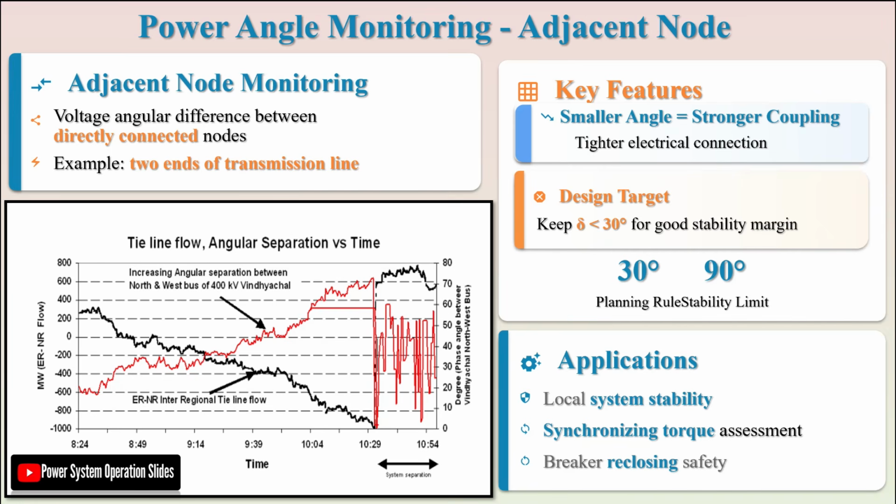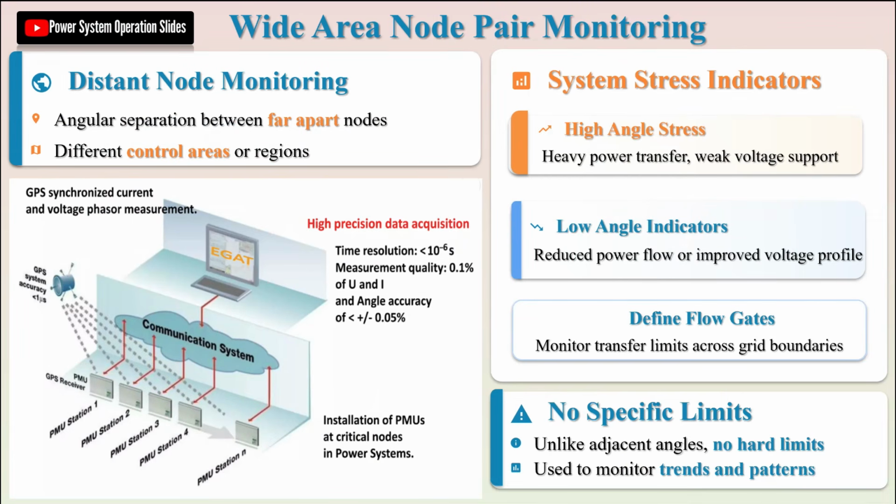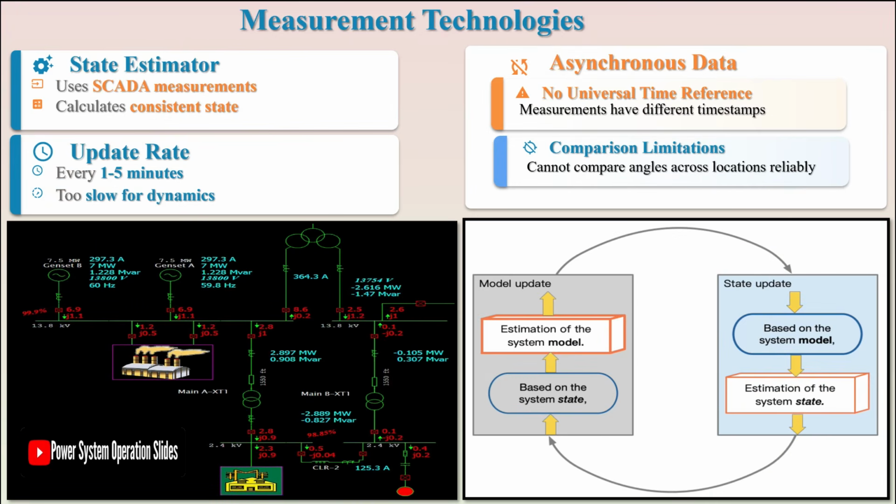Wide area node pair angle monitoring examines the angular separation between geographically or electrically distant points, potentially across different control areas. These angles are less about direct synchronizing forces and more about assessing overall system stress levels across larger regions. Unlike adjacent angles, there are no specific rule of thumb limits for wide area angles, as they serve more as trend indicators. High wide area angles might indicate excessive power transfer across transmission paths or weak voltage support in intermediate regions, while low angles could suggest reduced power flow or improved voltage profiles. Operators interpret these angles in context, setting thresholds and alarms based on their understanding of system behavior patterns.